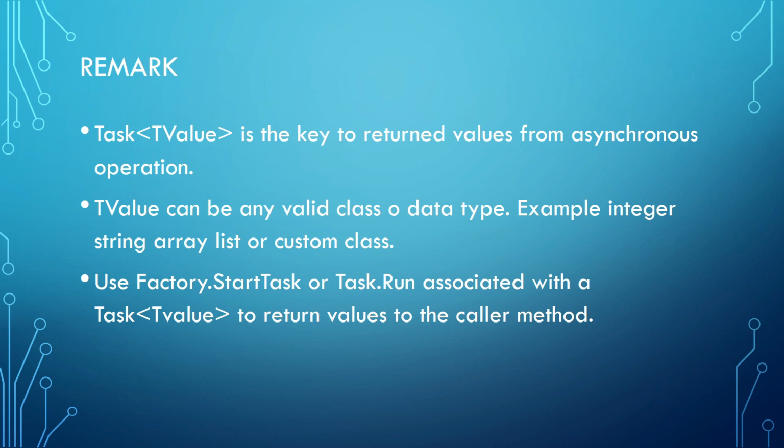We can remark that the most important point is to use the Task TValue. In the other occasion we used only the class Task, and there is a different type that is Task with a TValue associated. This is key to return a value for an asynchronous operation. TValue can be any valid class or data type, for example integer, string, array, list, or custom class. We use Factory.StartNew or Task.Run associated with the Task TValue to return a value to the caller method. One of them is used according to the circumstances in your program.